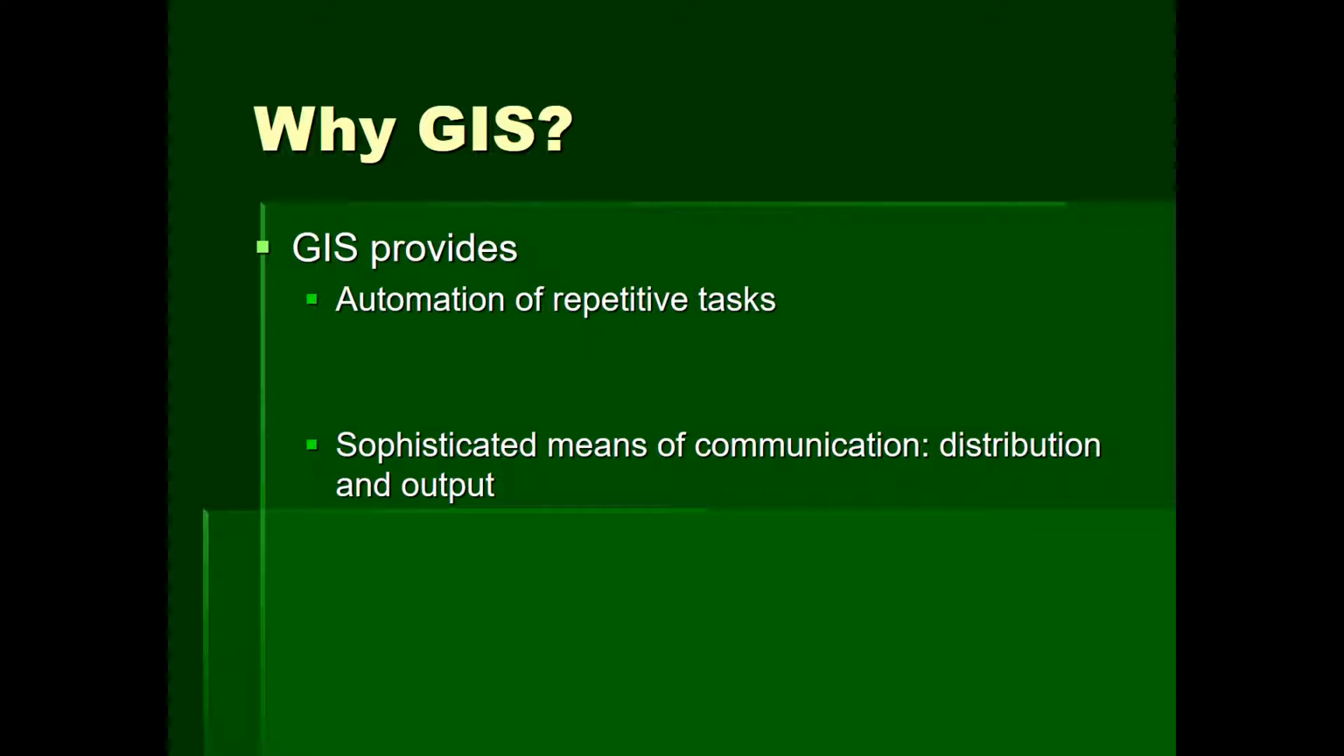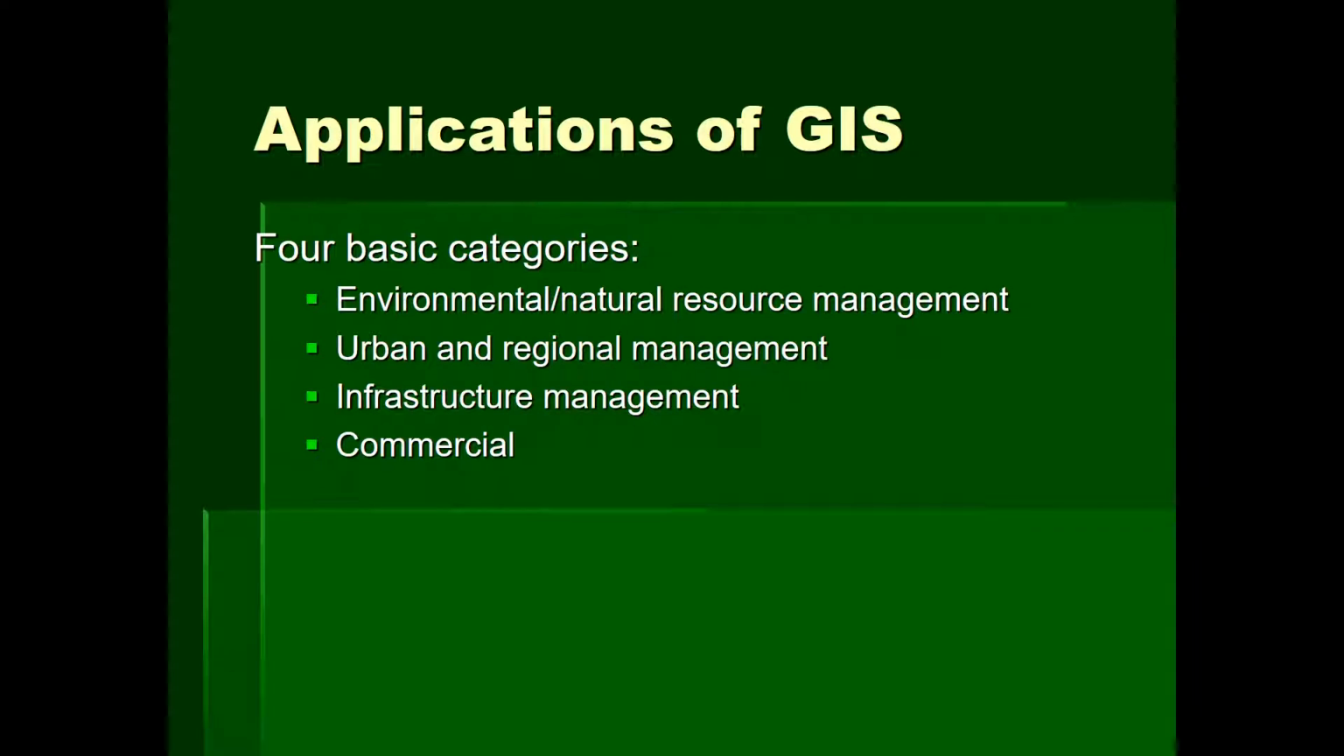Let's say you wanted to make a map, and you want to make a series of maps that all look the same, but they were for different areas. GIS systems could be good at that.